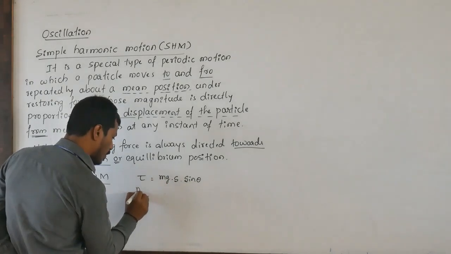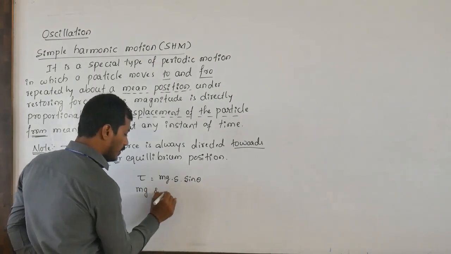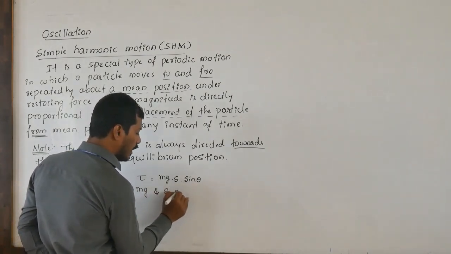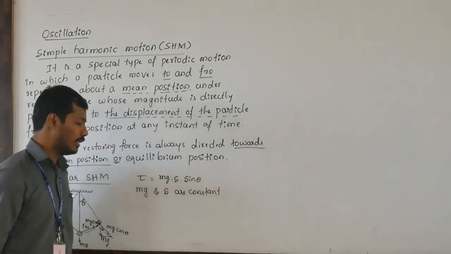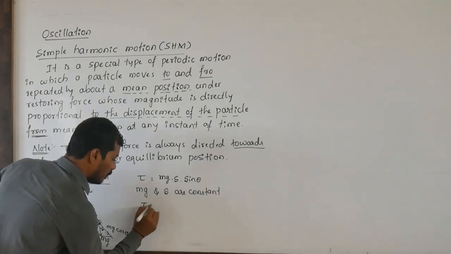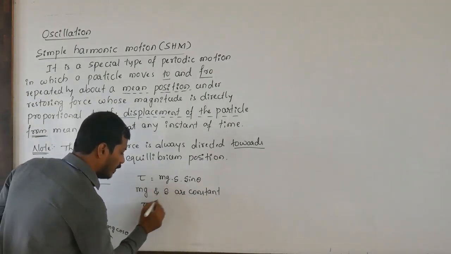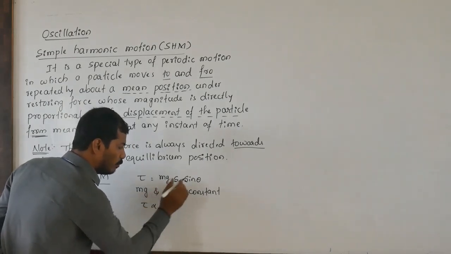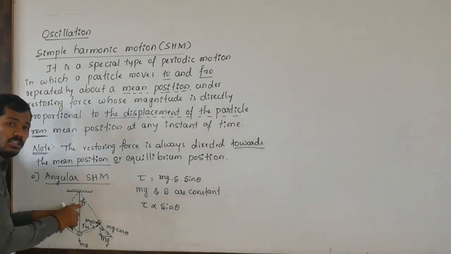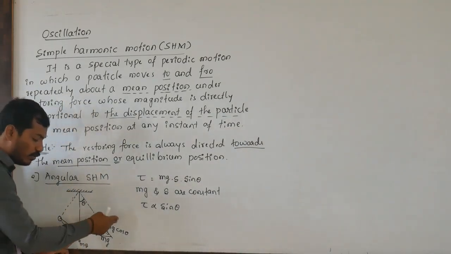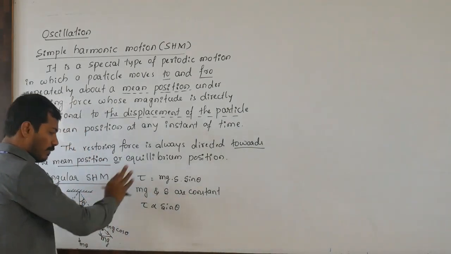In this, mg, it is the force, the restoring force, and the displacement of the body, both are what? Both are constant. It means what? The tau, the torque, is proportional to what? Sine of theta. But this theta should be from the mean position, the restoring force is towards the mean position. Okay, the theta is increasing from the mean position.